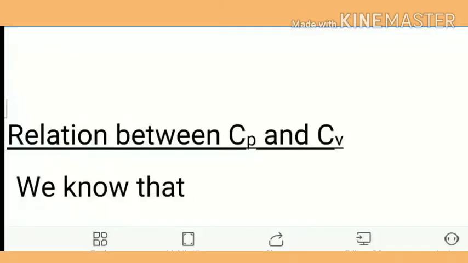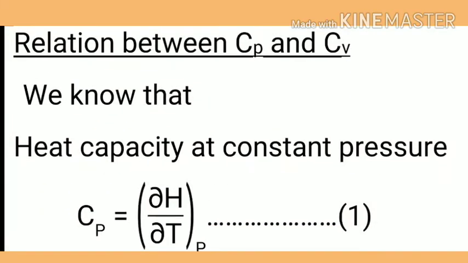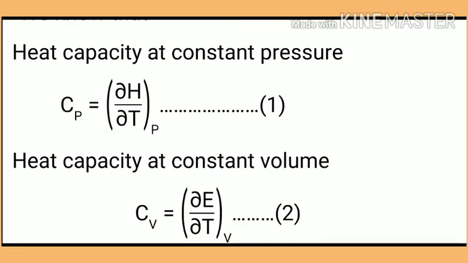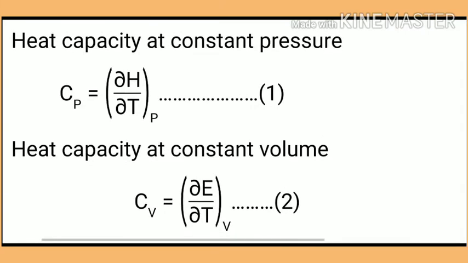Today we will discuss the relation between Cp and Cv. We know that what is Cp? Cp is heat capacity at constant pressure. So Cp is equal to del H upon del T at constant pressure. What is Cv? Cv is heat capacity at constant volume. So Cv is equal to del E upon del T at constant volume.